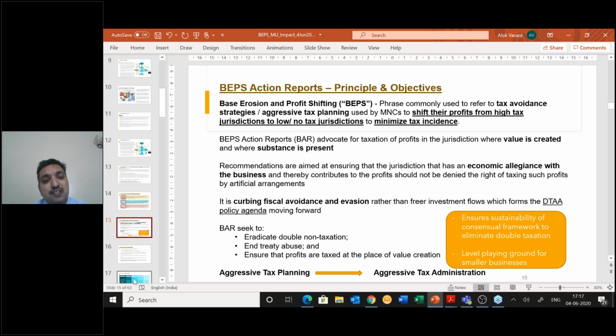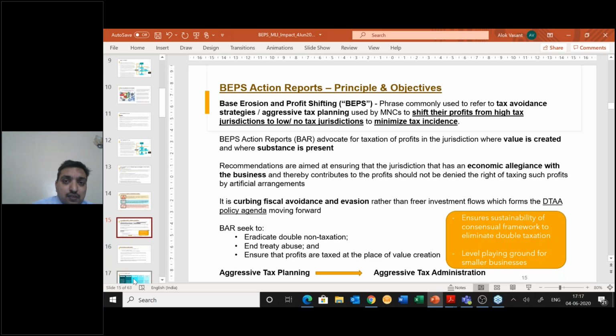So the focus of BEPS is curbing fiscal avoidance and evasion, as against the focus of the treaties earlier was freer investment flows. But now there's a definite shift, and I think the aim or the purpose is to eradicate double non-taxation, as was happening in the case of Apple. There was no taxation. The aim is to end treaty abuse and to also ensure that the profits are taxed at the place where value creation takes place.